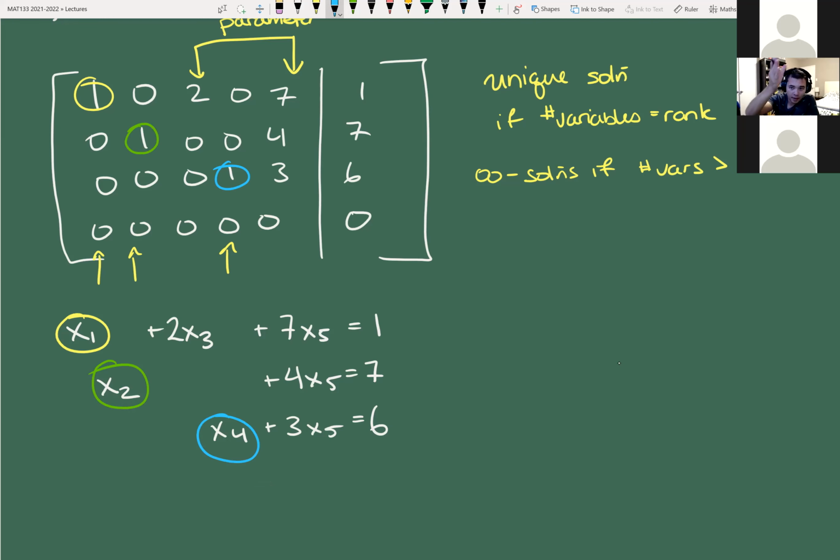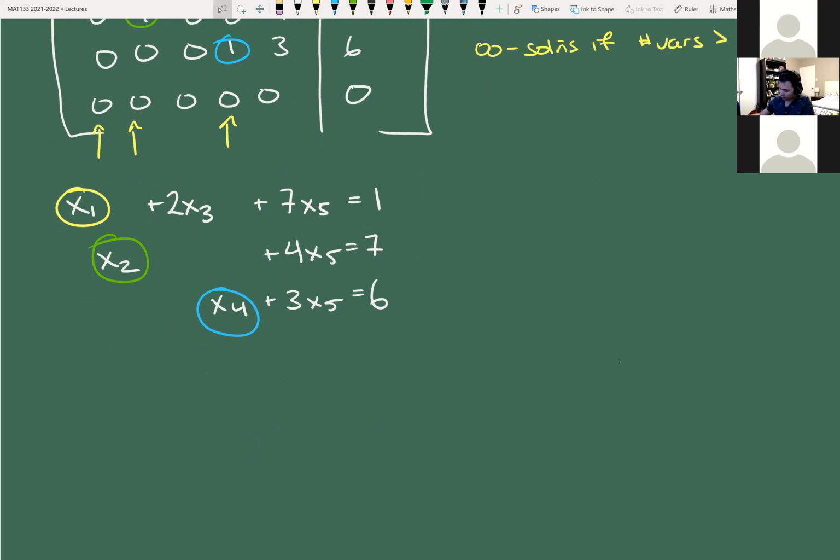Because everything else in the column of a leading one is 0, that tells us that x1 is going to appear in only one equation. x2 appears in only one equation, and x4 only appears in one equation. Does everyone see that? Because everything else is 0, right? The coefficient of x1 is 0 in every other equation. The coefficient of x2 is 0 in every other equation. The coefficient of x4 is 0 in every other equation. So what that means is it's now very easy to solve for these 3 variables, right?